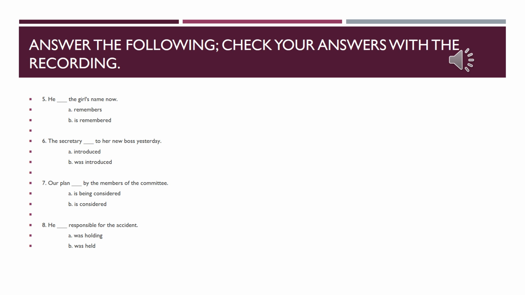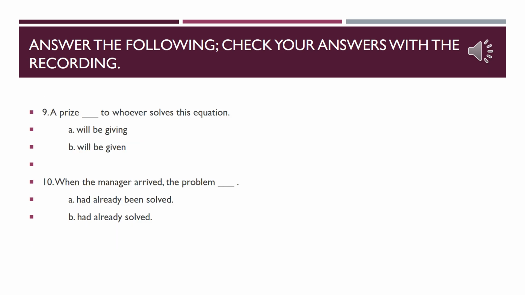And number 8, he was held responsible for the accident. To hold someone responsible means to say that they're guilty or they've done something. So you are held responsible. Someone holds you responsible. He was held responsible for the accident. A prize will be given to whoever solves this equation. This is about, do you recognize how to form it? So will be, verb 3.